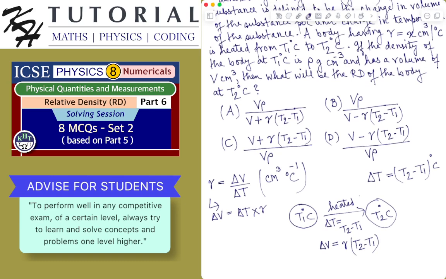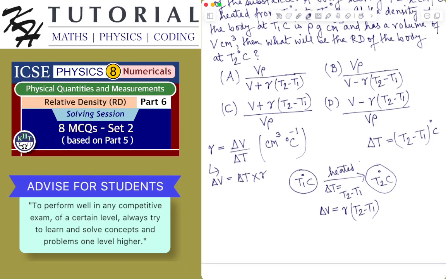It is also given that at T1 degree centigrade, the volume of the body was V centimeter cube. Please note that this delta V is positive, because when the temperature is becoming more, the body expands. So at T1 degree centigrade, the volume was V centimeter cube, and the change in volume is delta V, which is gamma multiplied by T2 minus T1.